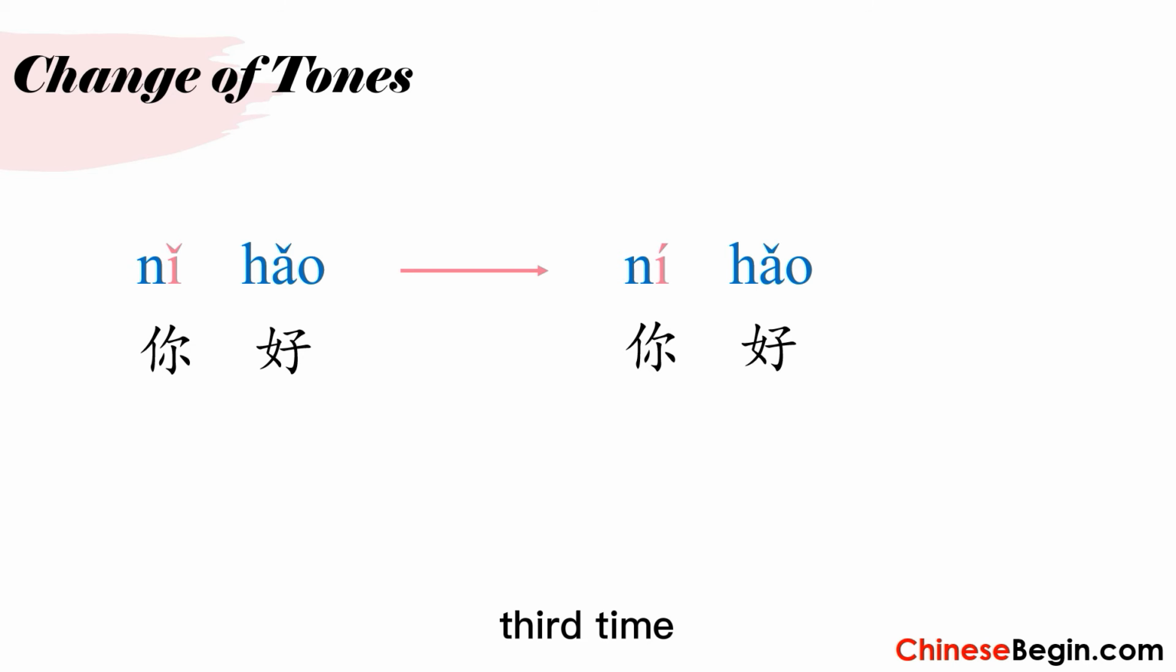When a third tone is immediately followed by another third tone, the former is pronounced as the second tone, but its tone mark is still the third tone when writing. For example, the words 你 and 好. 你 means you in English, 好 means good.